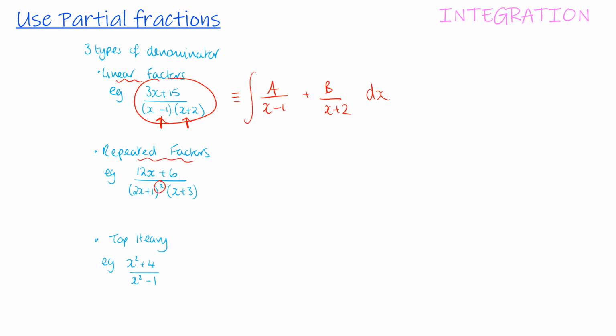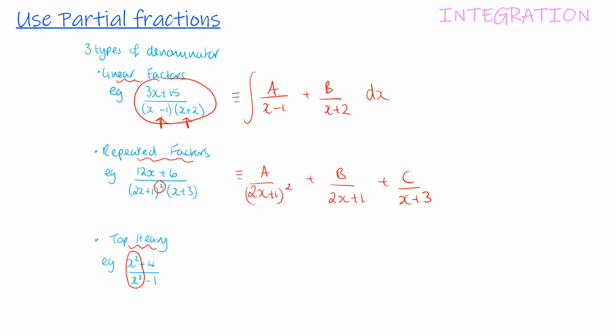So there, that squared means we've got a repeated factor. You would set this up as A over the repeated factor, and then just in case there was also the single factor, you need to allow for that as well, plus C over the other linear, x plus 3. And then sometimes we would have top heavy. So even when the powers are the same, that is top heavy.